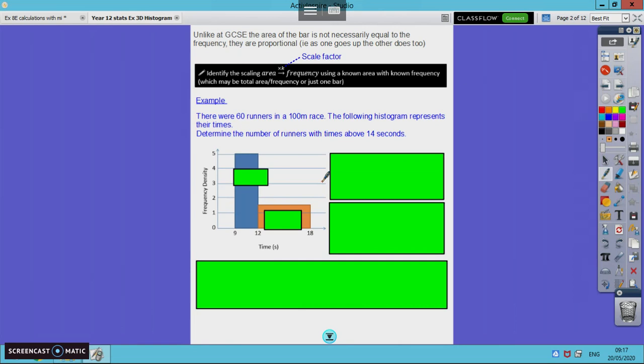So the first thing you must always do when you're faced with a question about a histogram, especially when you're asked to estimate the number of people that got more than this or less than this or were between this value, it's really important that you identify what the scaling factor is. So the scaling number that you're multiplying the area by to get to the frequency. Really important that you find that. And if it's 1, great. That means the area of your bar is equal to the frequency.